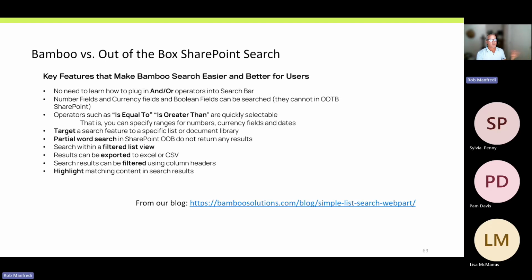So the key features between us and out-of-the-box search: you have no need to learn how to plug and or operators into the search bar. Number fields and currency fields and Boolean fields can be searched, which they cannot be in out-of-the-box SharePoint. Operators such as equal to, greater than are quickly selectable. That is, you can specify ranges for numbers, currency fields, and dates. That is really useful, especially on large lists. You can target the search onto a specific list or library.